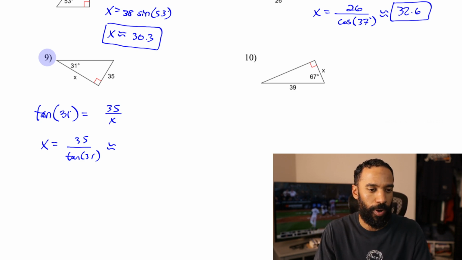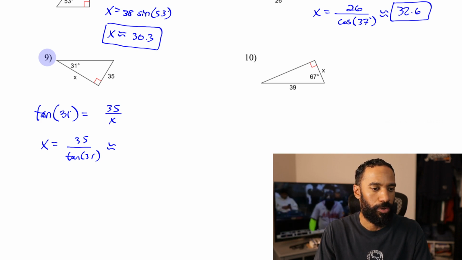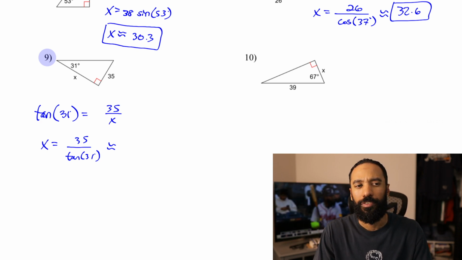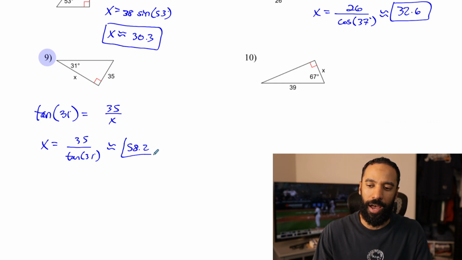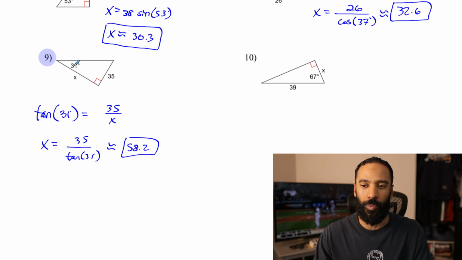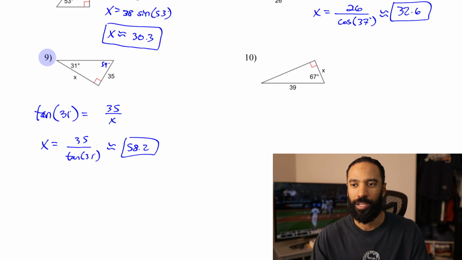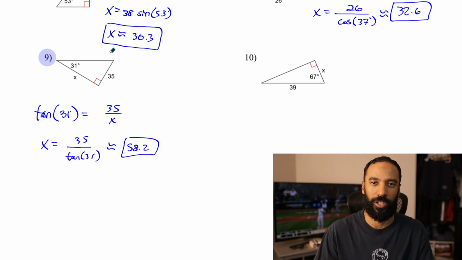It's one of those things where it's not just the visual. It's one of those things where, 31, sorry, I'm typing this in. 58.2. It's one of those things where 31 is a smaller angle than this, which would have been, what, 59 degrees right there. So opposite a larger angle should be a longer side.